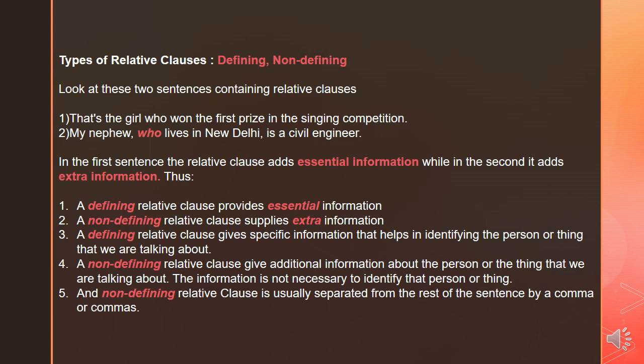Look at these two sentences containing relative clauses. That's the girl who won the first prize in the singing competition. My nephew who lives in New Delhi is a civil engineer. In the first sentence, the relative clause adds essential information. That means very important information. While in the second sentence, it adds extra information.